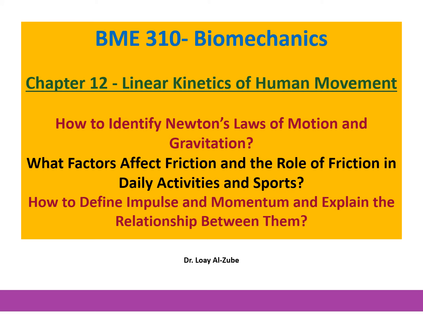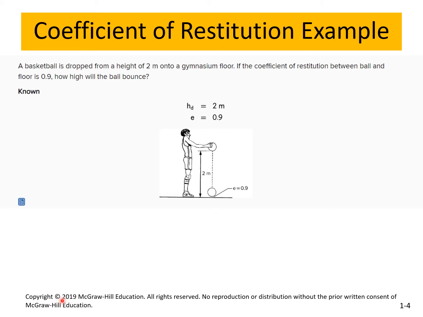This is an in-class activity for chapter 12. Let's do the example of a coefficient of restitution. So here's the problem. We have basketballs dropped from a height of 2 meters onto a gymnasium floor. If the coefficient of restitution between the ball and the floor is 0.9, how high will it bounce?